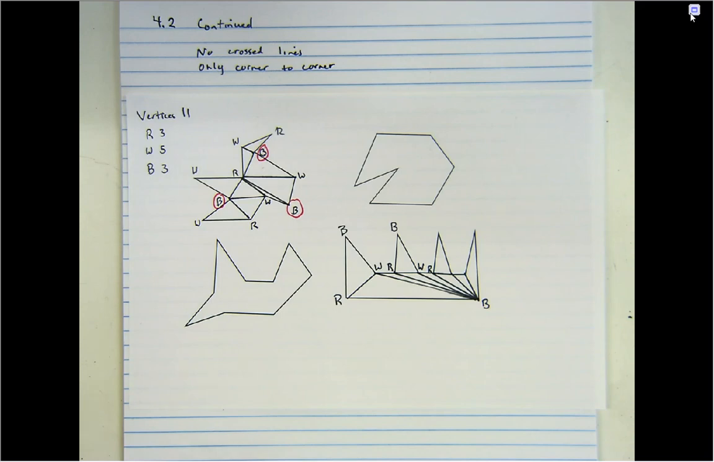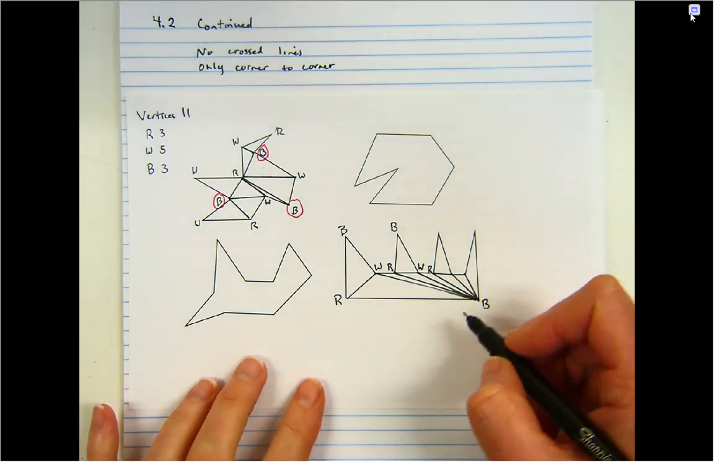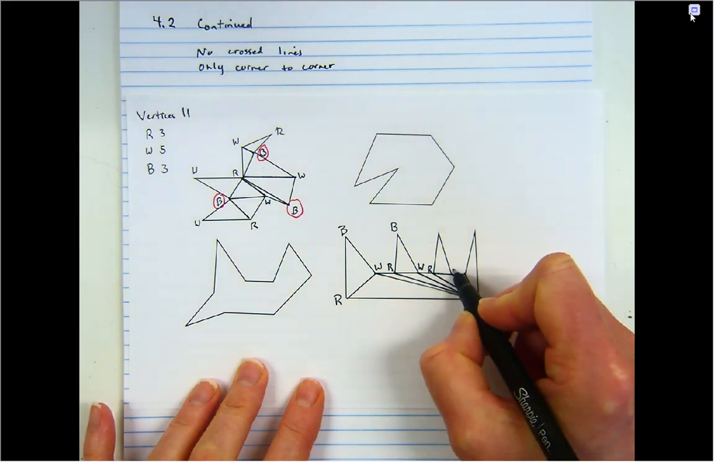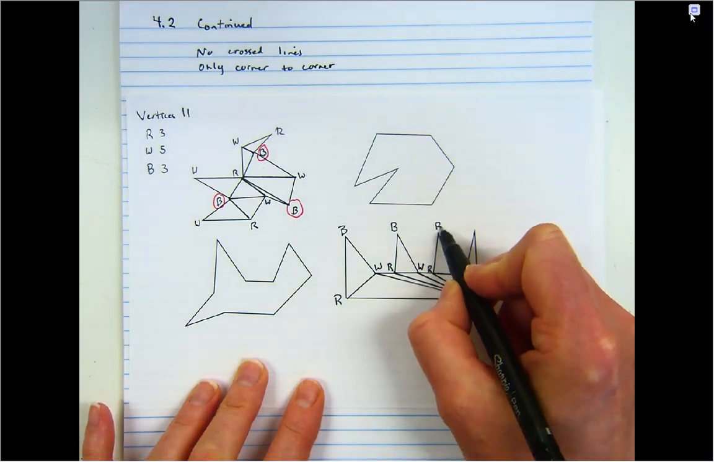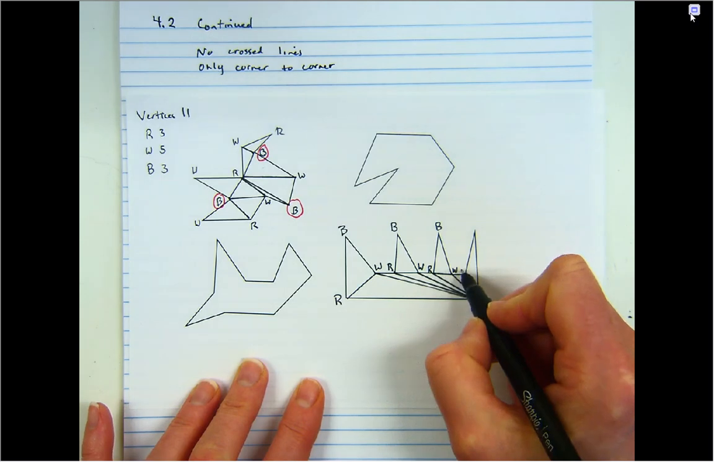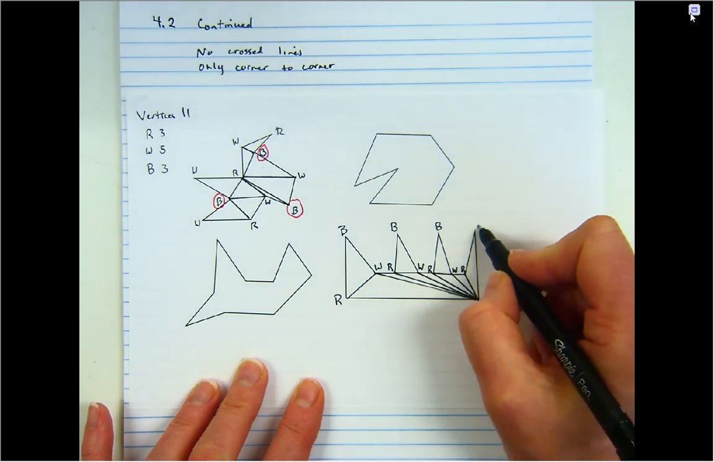You're always going to have a triangle with two corners colored. That's the one to do next, not the one that just has one corner colored. Go to the triangle that has two corners colored. So red and blue, pick white. White and blue, pick red, and so on.